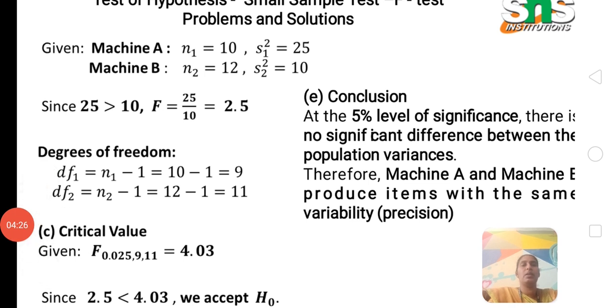The table value is 4.03, so we accept H0. We conclude that there is no significant difference between the population variances. So machine A and machine B obtain the same accurate values.